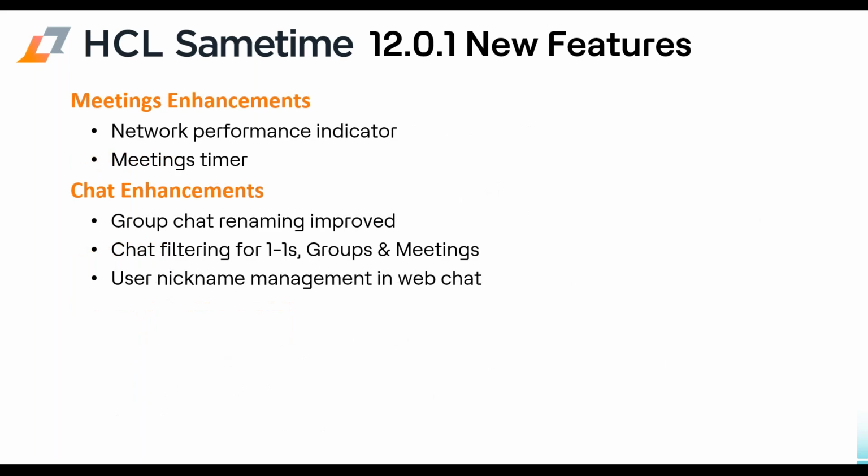And finally, a network performance indicator was added to better identify when attendees were having network connectivity issues during a meeting, and a meeting timer to track the duration of a meeting. And some great chat enhancements such as the ability to rename group chats, chat filtering to filter between a one-on-one, a group, and a meeting chat, and support for nicknames from our web and mobile clients.